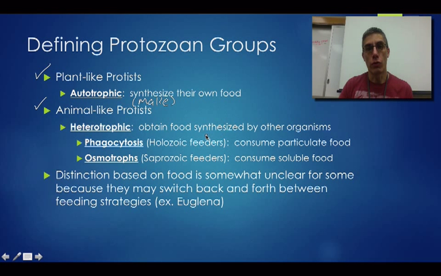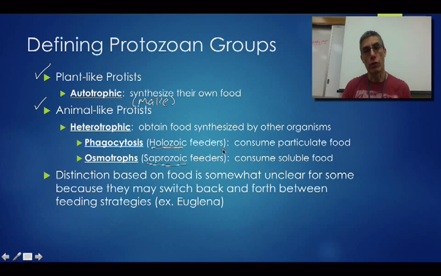They obtain their food from other organisms, and so these are the organisms that actually have synthesized certain types of molecules that these protists can actually take into their body. So they actually have to go out and they have to consume other organisms. Now, there's two different ways that they can actually do this. We have some protozoans that are considered what we call holozoic feeders, and some that are considered saprozoic feeders.